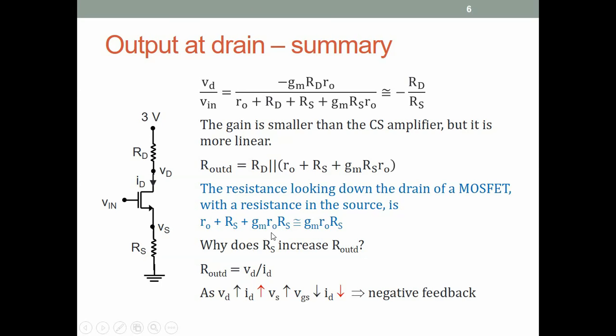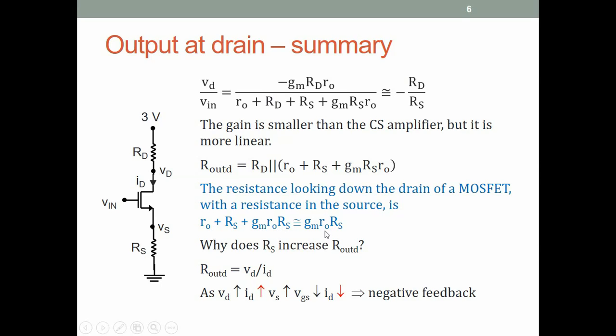And of course, again, one can say that this is approximately equal to GM RO RS if GM RO RS is much greater than RO and RS. All right. Now, let us qualitatively look at why RS increases the output resistance. So, of course, you can see from here that if RS is 0, then the resistance looking down from the drain is just RO, the RO of the MOSFET. If we put RS, then the resistance increases.